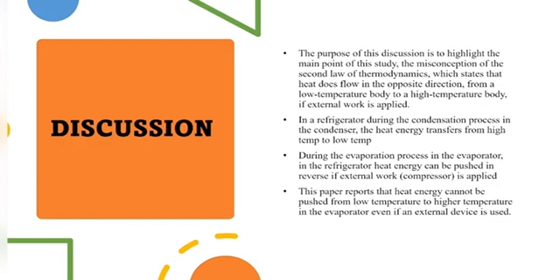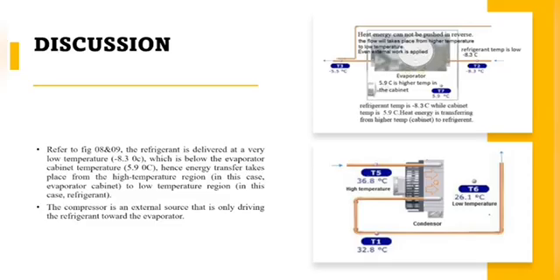This paper reports that heat energy cannot be pushed from low temperature to higher temperature in the evaporator even if an external device is used. Refer to figures 08 and 09. The refrigerant is delivered at a very low temperature, negative 8.3 degrees Celsius, which is below the evaporator cabinet temperature, 5.9 degrees Celsius. Hence, energy transfer takes place from the high temperature region, in this case the evaporator cabinet, to the low temperature region, in this case the refrigerant.